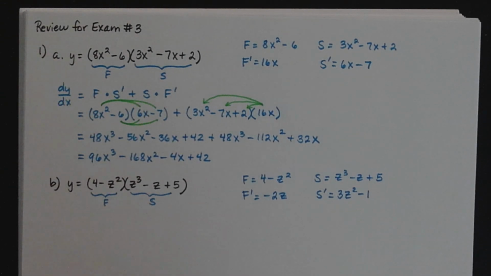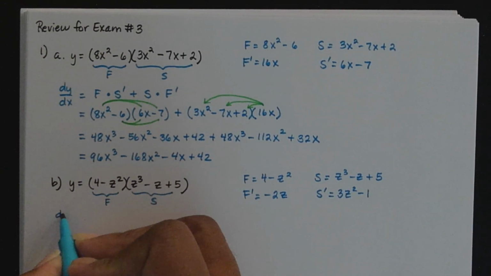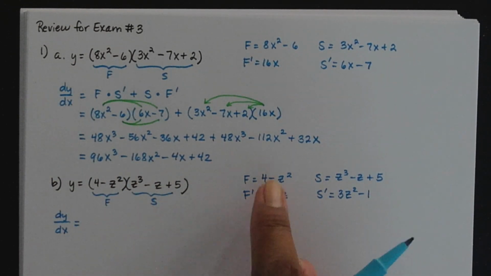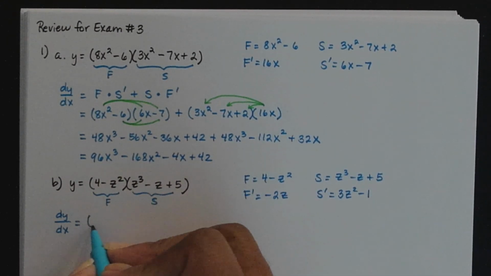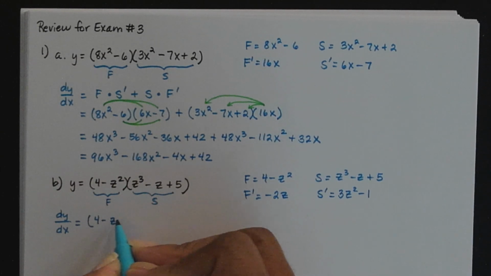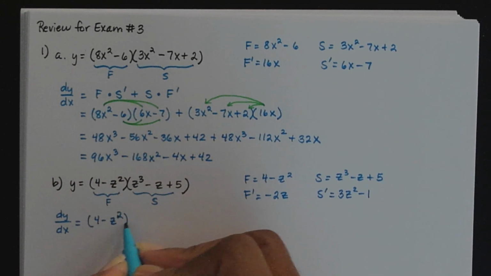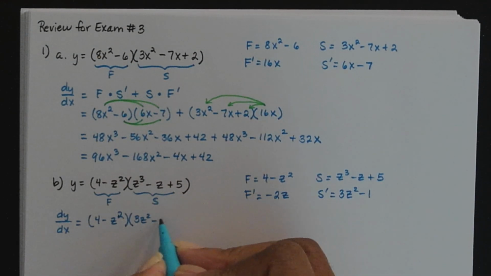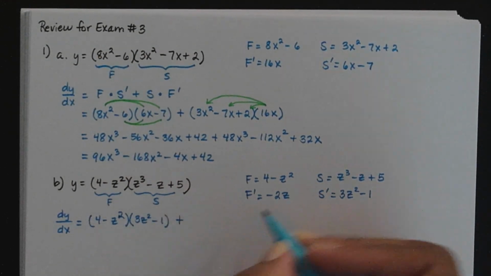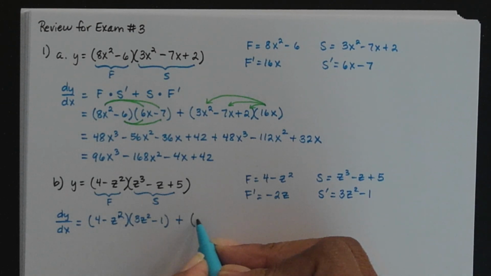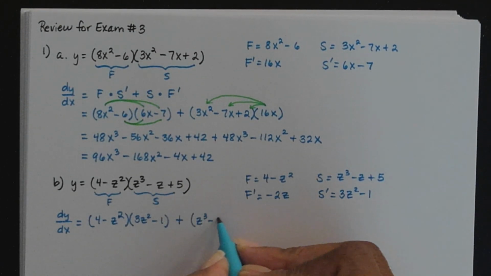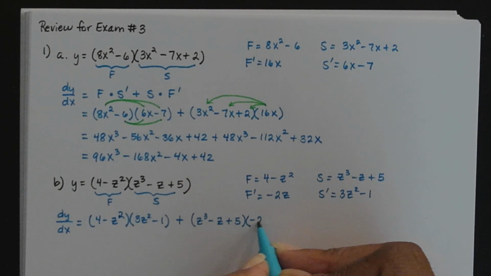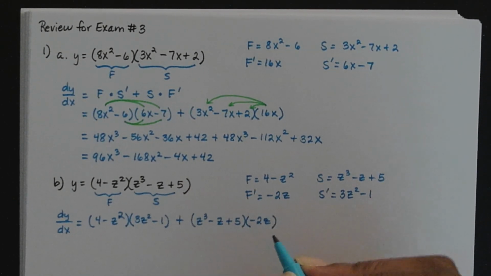Okay, so now we can find what dy dx is going to be. Again, that's going to be first times the derivative of the second. So it's 4 minus z squared, that's the first, times the derivative of the second, that's 3z squared minus 1. And then plus the second, that's the z cubed minus z plus 5, times the derivative of the first, that's negative 2z.